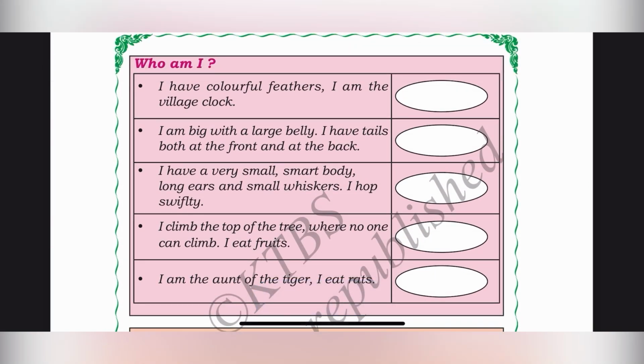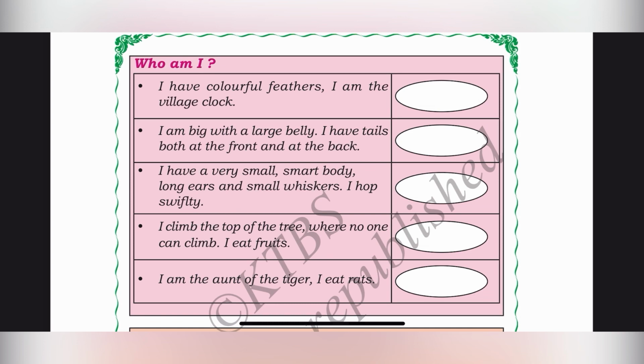Who am I? I have colorful feathers. I am the village clock. Who is he? He is the cock. I am big with a large tummy. I have tails both at the front and the back. Who is he? He is an elephant.